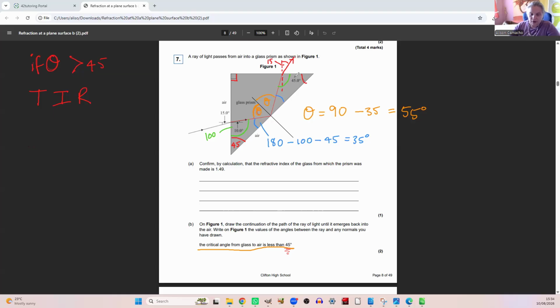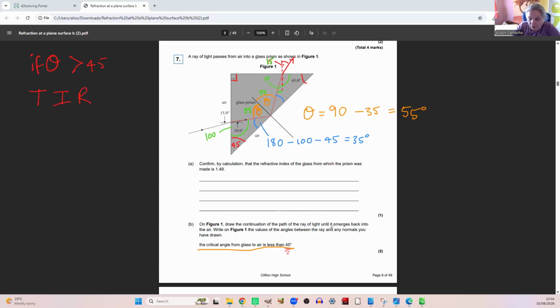Okay. So right now it says, write on figure 1 the values of the angles between the ray and any normals you have drawn. So I've drawn in one normal. In fact, I've drawn in two, haven't I? Because I did a red dotted one as well. So I would need to write in there 55. I would need to write in there 55. I would need to write in there 15. And what is that one? That one is 10. Can you see?